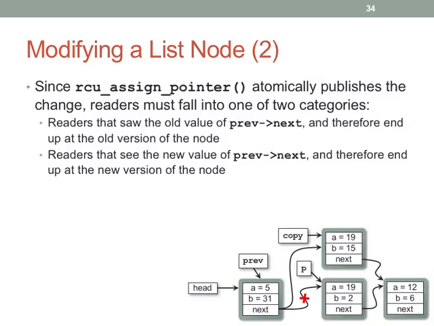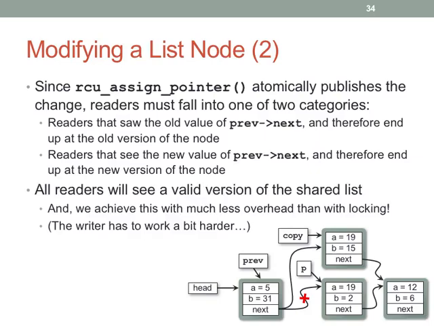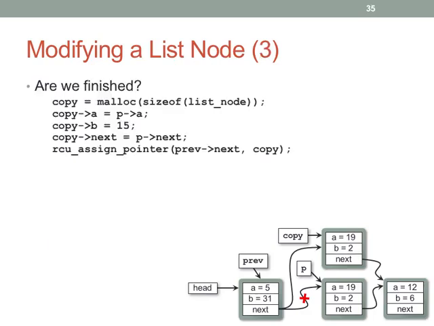Okay, so readers fall into one of two categories because this is an atomic operation. They either see the old version or the new version. Okay. Everybody with me? So this is cool. So far it's fine. This is a nice, good result. Everybody sees a valid version. Okay. What else do we have to do?